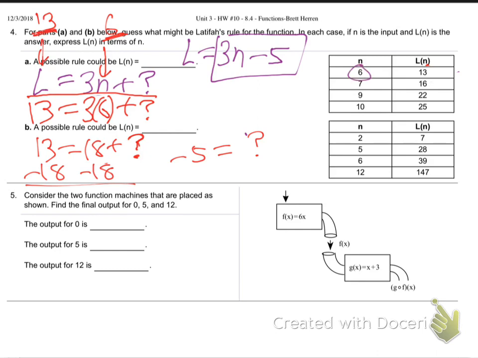You can try it out. Put in 6. What are you going to get? 3 times 6, 18 minus 5. See, it's 13. Put in 7. It's 3 times 7, 21. Minus 5, what's that? 16. Yep, comes out 16. Right? Put in 9. 3 times 9 minus 5, that's 27 minus 5, 22. Sure enough, etc. See, it's working. That's the rule producing everything in that table.